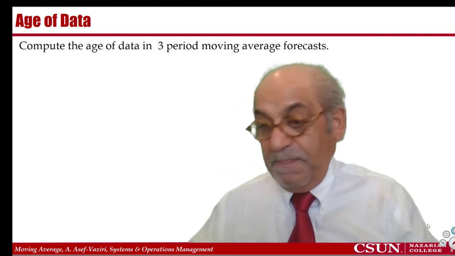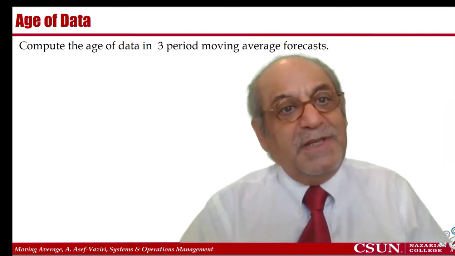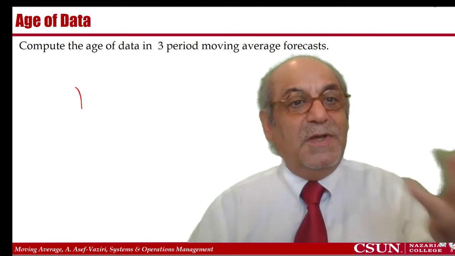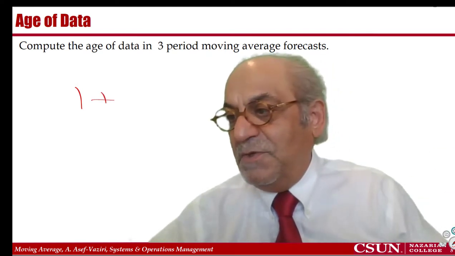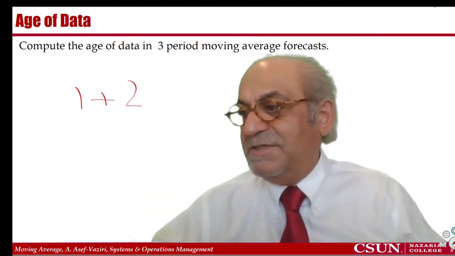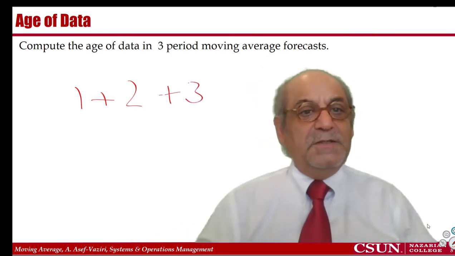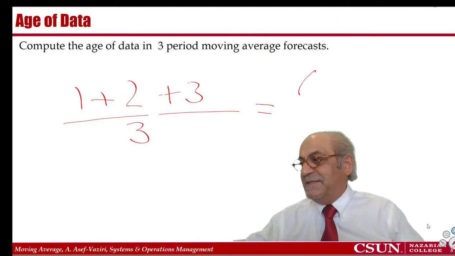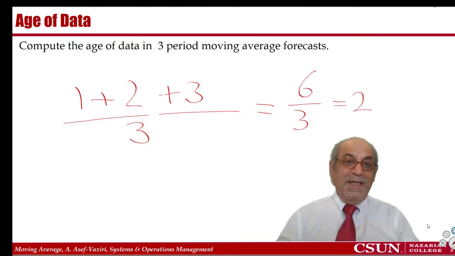3 pieces of data. One of them belongs to the immediate past period, which is 1 period old. One of them is 2 periods old, and one of them is 3 periods old. Divided by 3, that is 6 divided by 3, which is equal to 2.